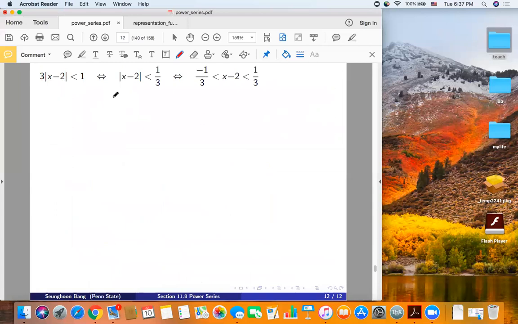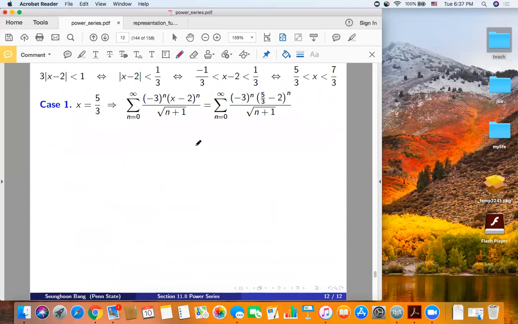Next, eliminate 2. Next, add 2 to each side. The middle one is just x. The minus 1/3 plus 2 is 5/3. The 1/3 plus 2 is 7/3. So we have it. Not yet. You can check the endpoints for convergence or divergence. You can plug 5/3 into x.